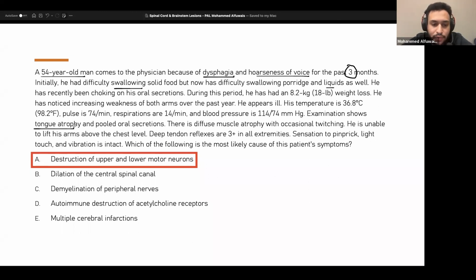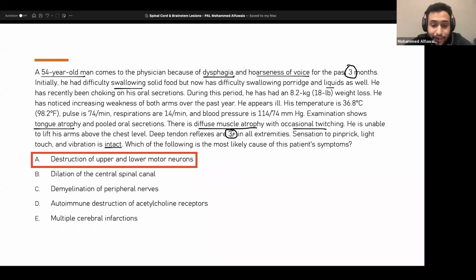So then you have tongue atrophy, diffuse muscular atrophy with occasional twitching, and unable to lift his arms above the chest level. Deep tendon reflexes are 3+. All other sensations are intact. So this is ALS, amyotrophic lateral sclerosis. Why is this ALS? Firstly, you have to look that it's an upper motor neuron lesion and a lower motor neuron lesion with no sensory deficits. So sensory deficits, 0.